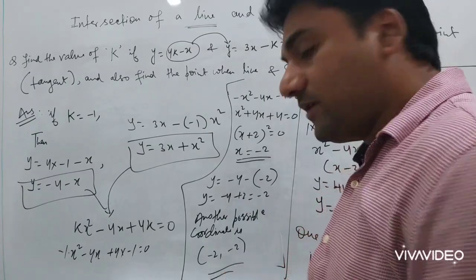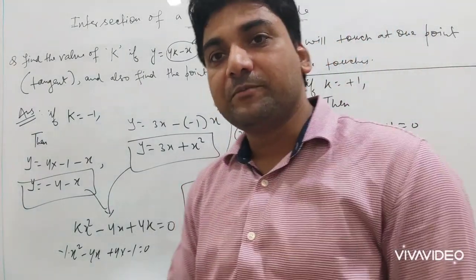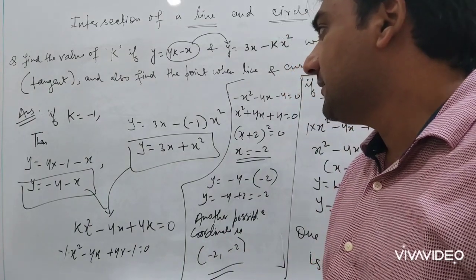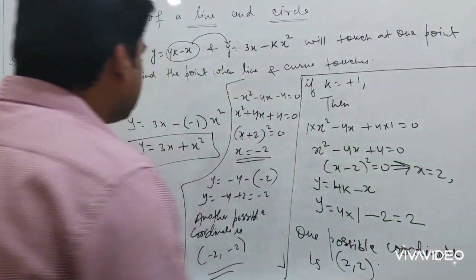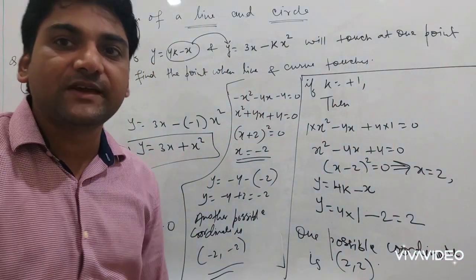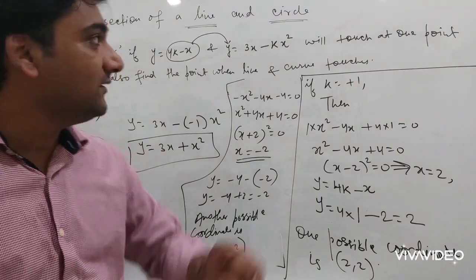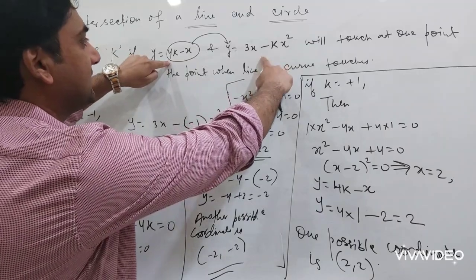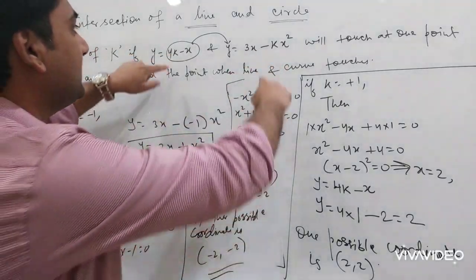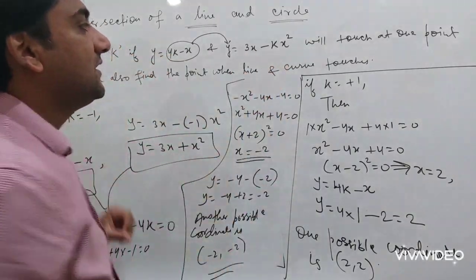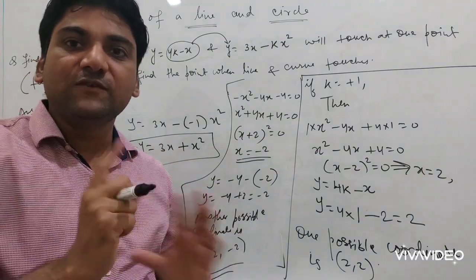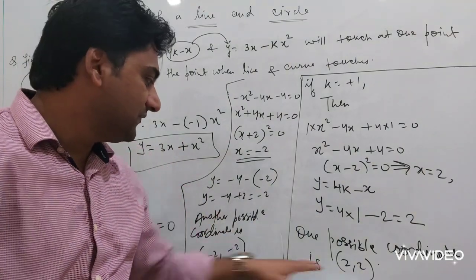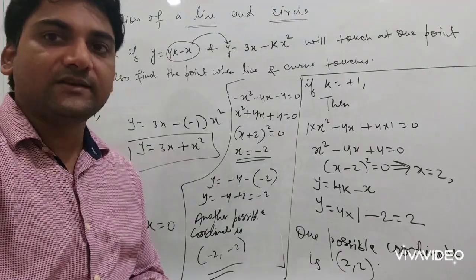Now I am telling you, don't get confused because you got 2 points. My dear, you got 2 points because of two different values of k. If you put k equal to 1, these two will be different equations. When you put k equal to minus 1, these two will be different equations. So you are getting two different equations, that's why you got two different answers, right?